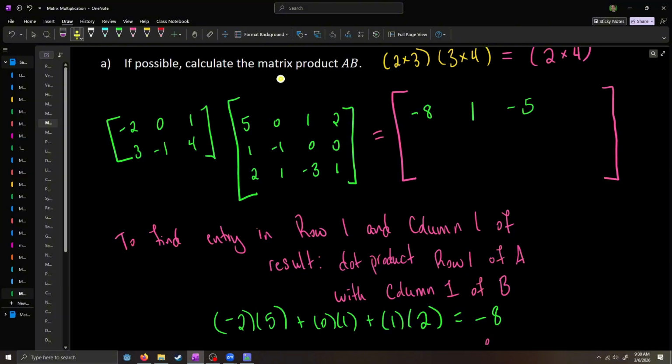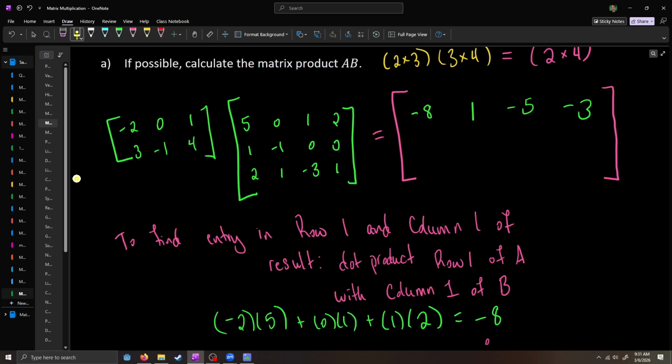That final entry in the top row is going to be the dot product of this top row and this fourth column. So that's -2 times 2, 0 times 0, 1 times 1. So adding all of those products together gives us a -3. Now to build the second row of our result, we're going to dot product this second row of matrix A with the different columns of B.